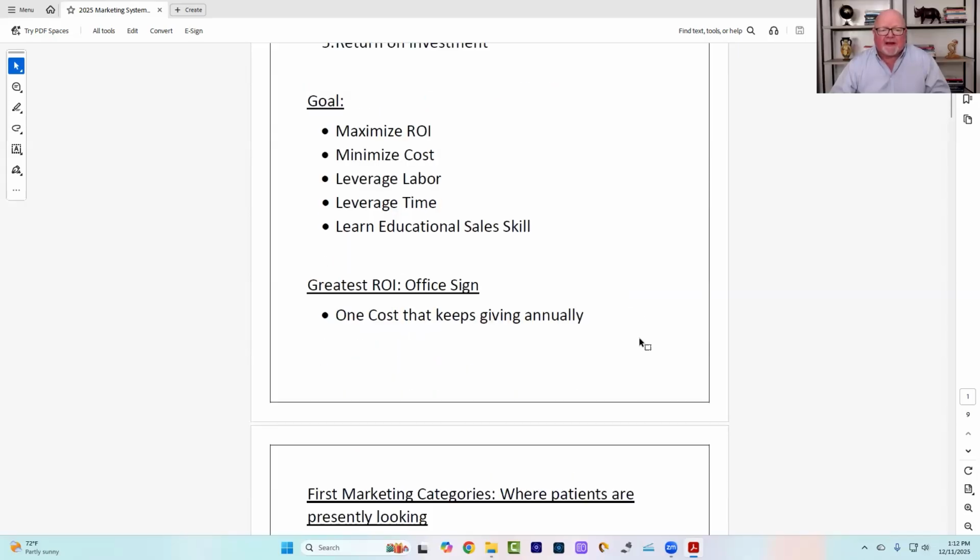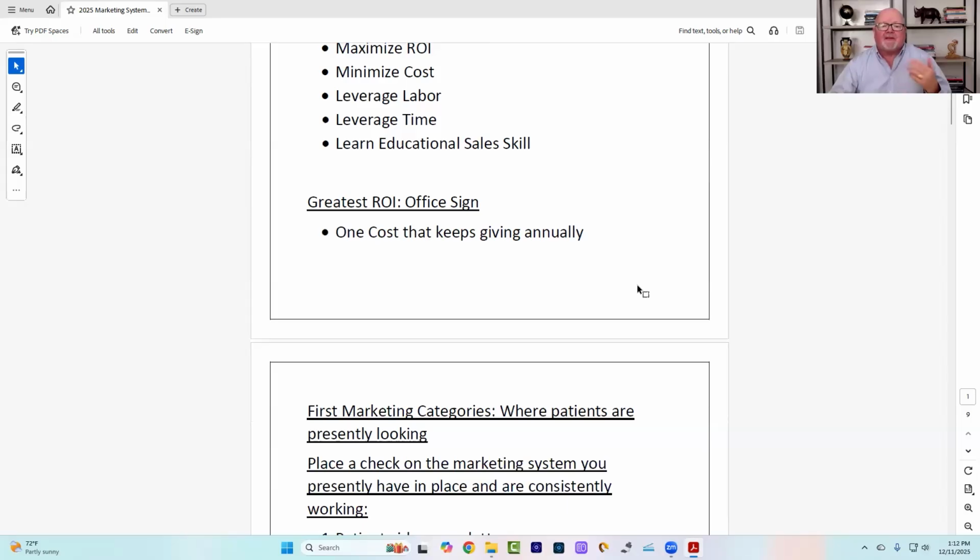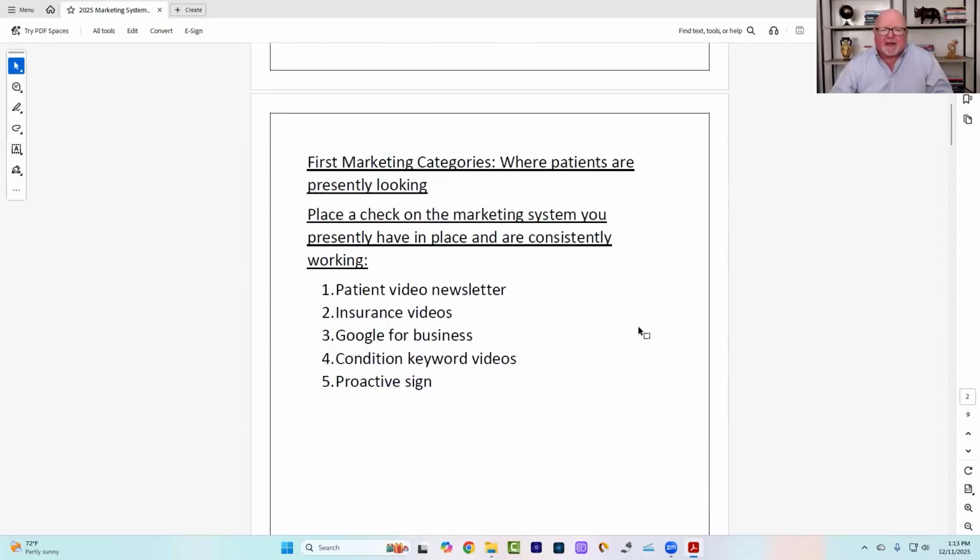You're going to look at what is the greatest return on investment. Remember, we talk about this all the time. It's your sign. And we talk separately about what creates a more effective versus least effective sign. But the sign is not because you get a lot of patients fast. It's because you buy it once and it sits out there for 20, 30 years. So that's always typically the number one return on investment. And there's definitely ways to increase the effectiveness of your sign, but that's not the purpose of what we're doing here. So first, marketing categories.